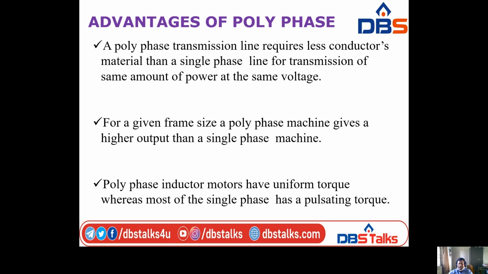Next, for a given frame size, a polyphase machine gives higher output than the single phase machine. Go for the rotating machines. Compare the single phase machine and the 3-phase machine. The 3-phase machine will give more output than the single phase machine. Now go for another advantage. A polyphase induction motor has uniform torque, that is the 3-phase induction motor may have uniform torque, whereas single phase induction motors may have pulsating torque.